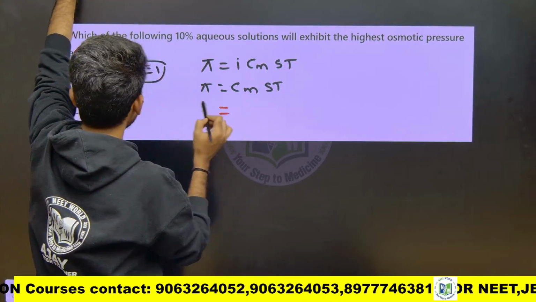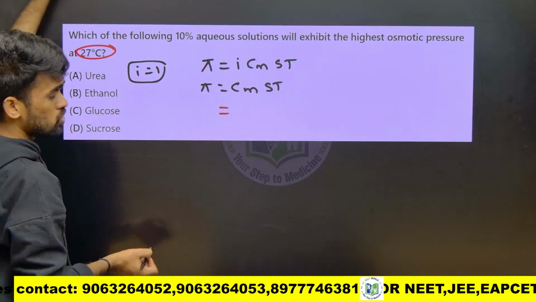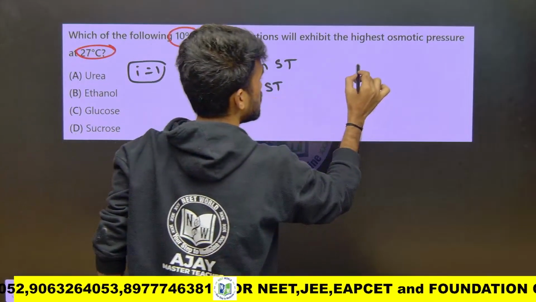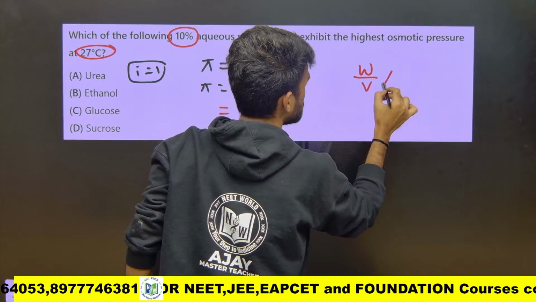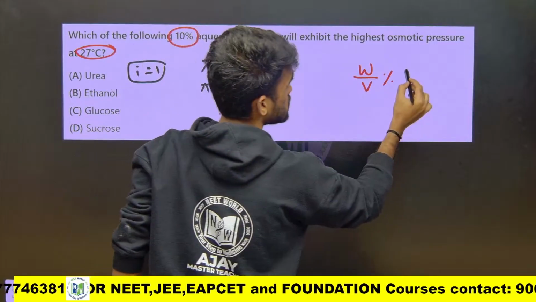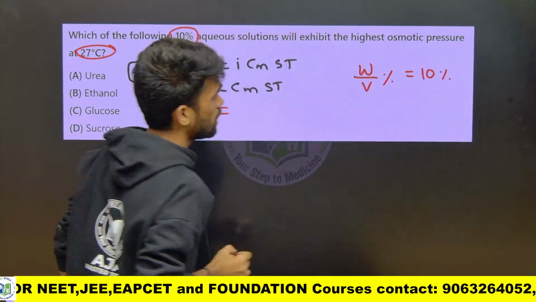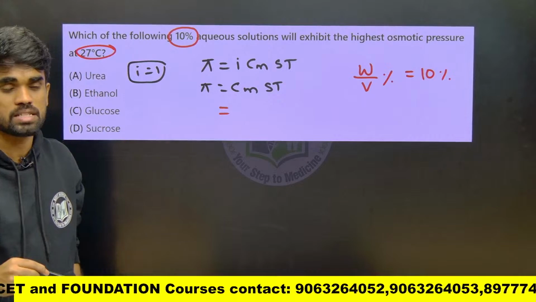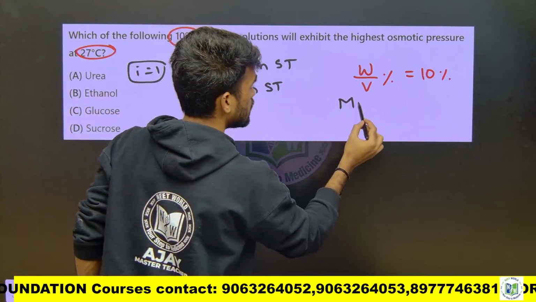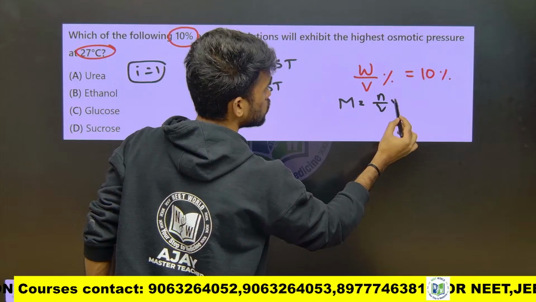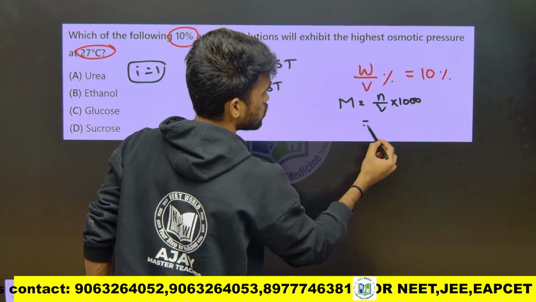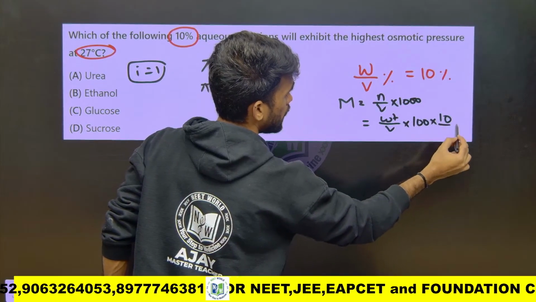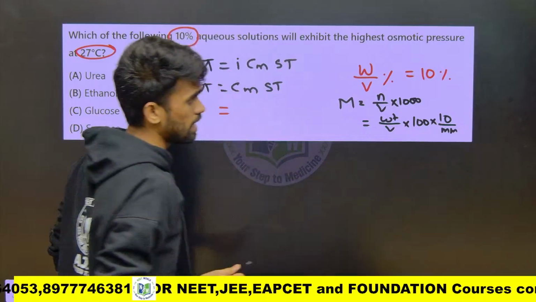Now write the remaining thing, 10% aqueous solution. In osmotic pressure, if they mention just 10%, you should understand that the percent should be considered as weight by volume percentage. Now how can we relate this weight by volume to the molar concentration? Molarity equals number of moles by volume into 1000 if it is in ml. So I can write weight by volume into 100 into 10 by molar mass of this solute.